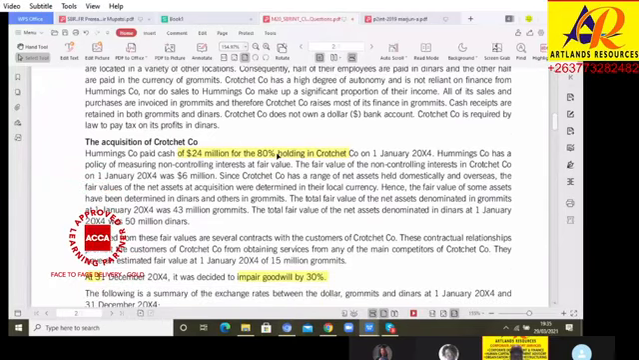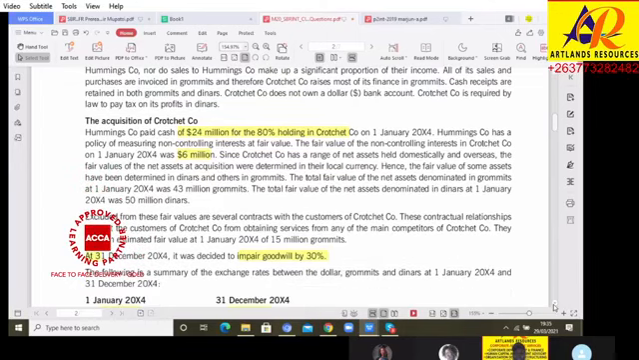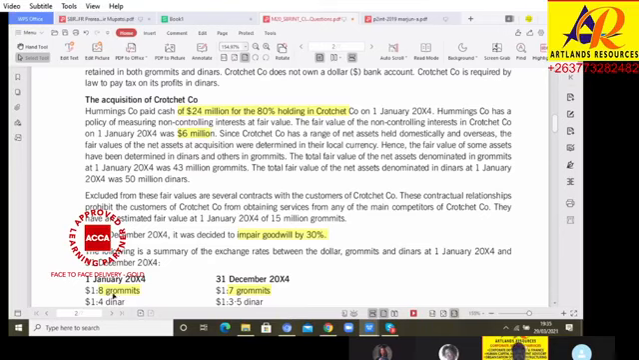Now, acquisition of Crochet. So you now understand the first line here, the 24 million issue. Then Hammings company has a policy of measuring NCI at fair value. The fair value of NCI in Crochet was 6 million. Notice it was $6 million. And you need to calculate goodwill in grommets. So you have to convert NCI from dollars to grommets by using the same rate here, 8.